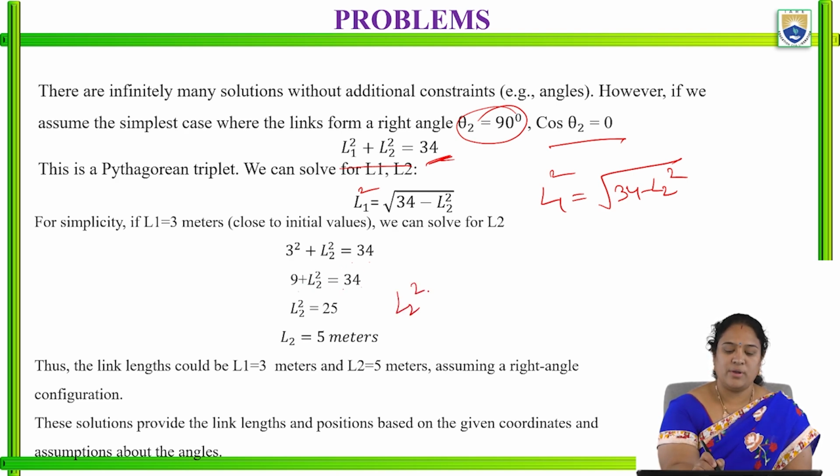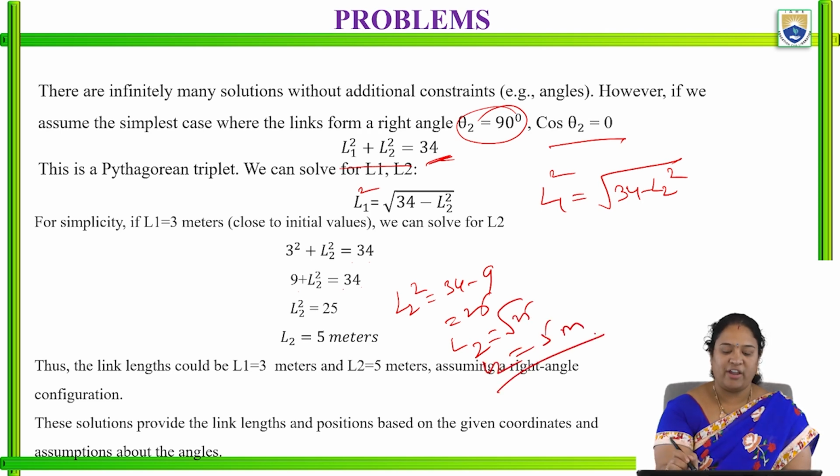Where L2 square is equal to 34 minus 9, which we are getting as 25. And L2 is equal to root 25, which is nothing but 5 meters. Right? L2 is 5 meters, which has been justified. L1 is equal to 3 and L2 is equal to 5.